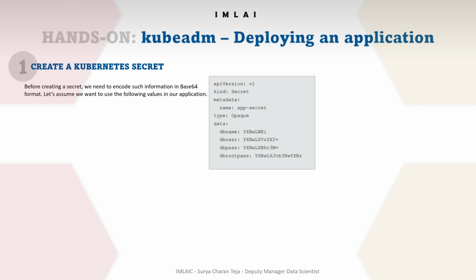So before creating a secret, we need to encode such information in base64 format, saying echo, and mention the string that you want to encode, and then pipe it with base64. We have done it. So once that is done, now we need to provide a database root password to allow WordPress to create the required database. To encode the values in base64 format, we can use the standard base64 utility that's available in almost all Linux distributions.